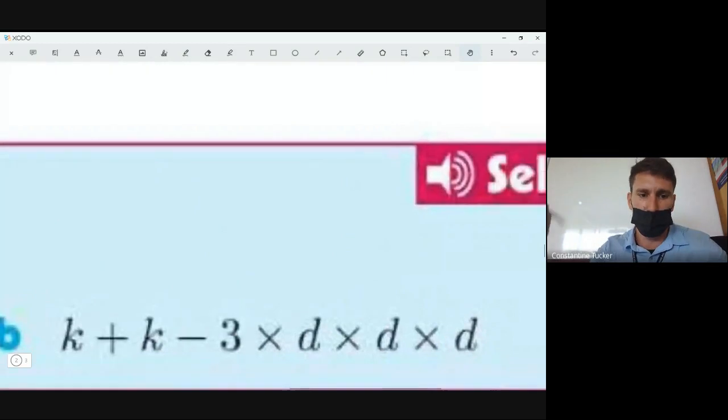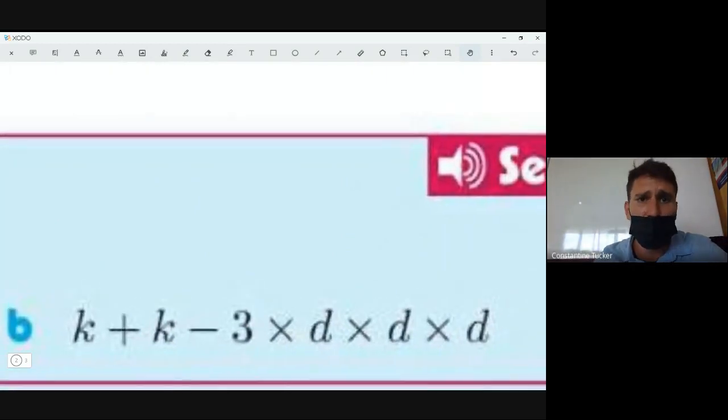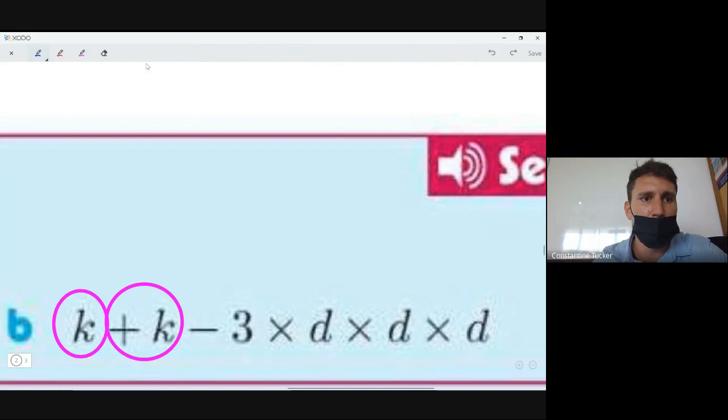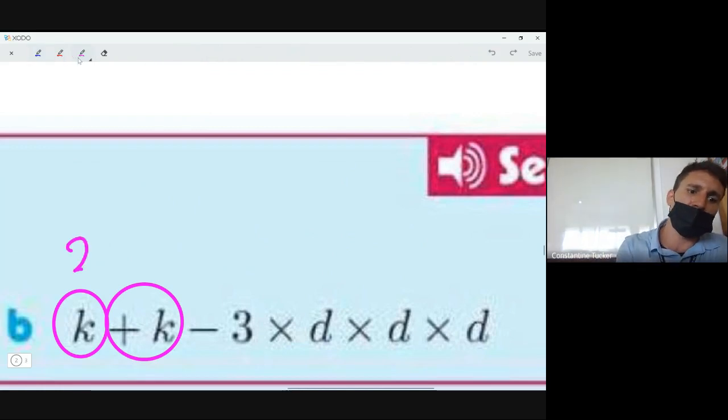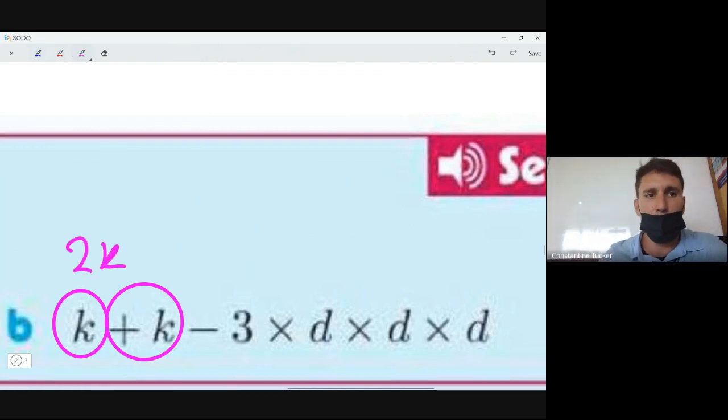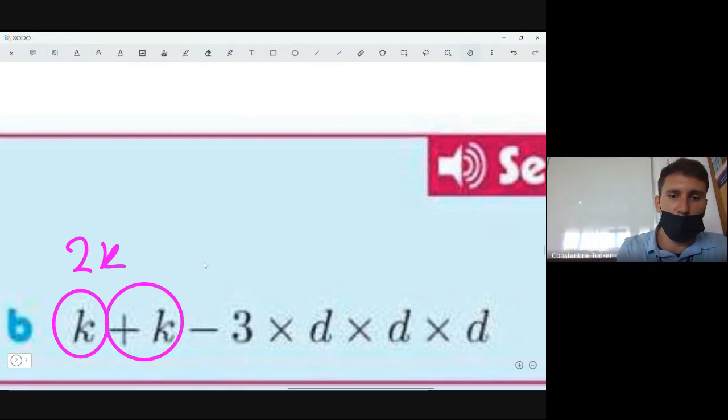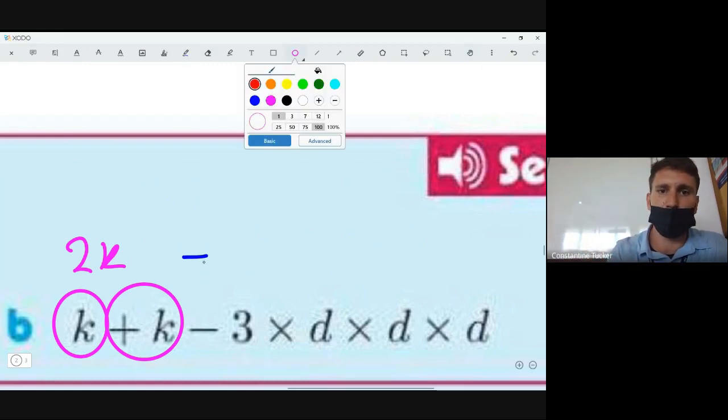Oh gosh, who can't go with this question again? Okay, so this is mixing up addition and multiplication. Let's start with this one. What is k plus k? Excellent, 2k, because I'm adding 1k plus another k, so that's going to give me 2k. And then what do I need to copy? Copy the minus. So let's copy that minus. Let's put it there.